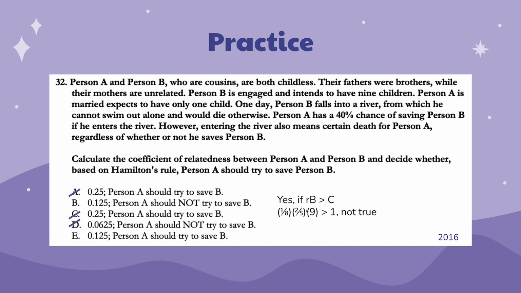And for the number of offspring, it's pretty complicated, but not really. So it says that person B intends to have 9 children, so we put 9. However, it says that person A only has a 40% chance of saving person B. So we need to slide that percentage in as well, because if you think about it, there's only a 40% chance there's going to be 9 children. So we put that number here as well. And when we calculate this out, we see that this isn't true. And this indicates that person A should not try to save person B.